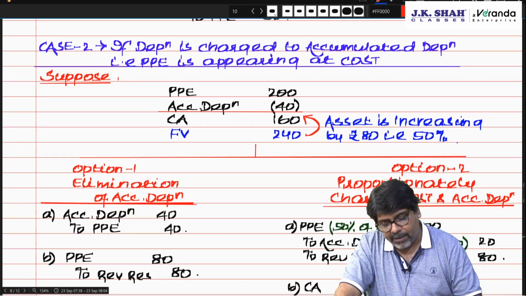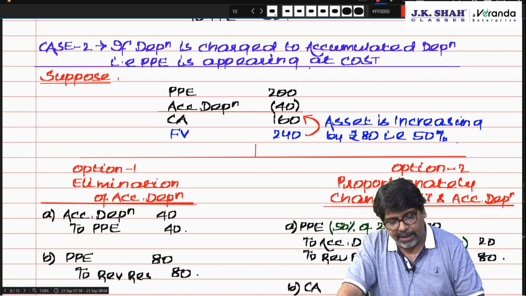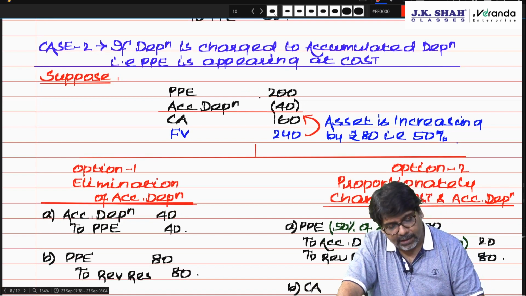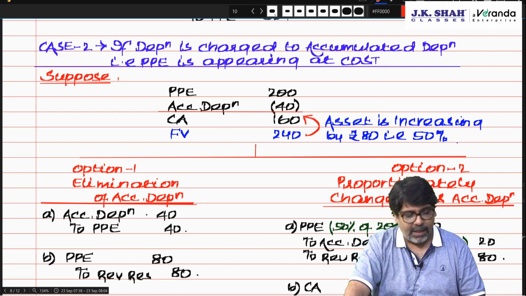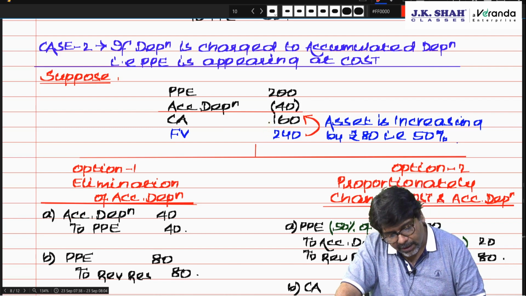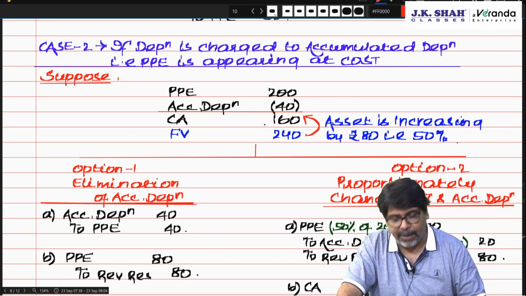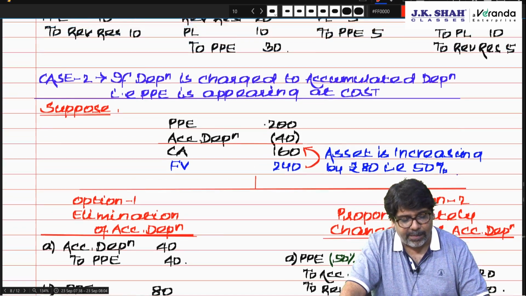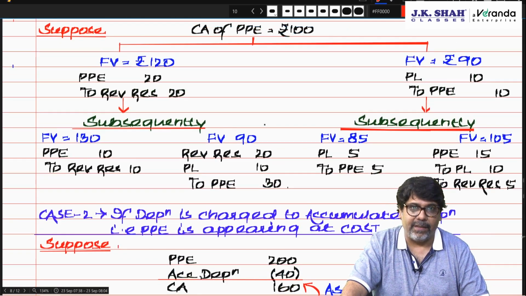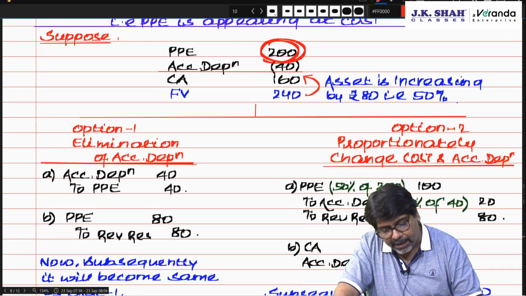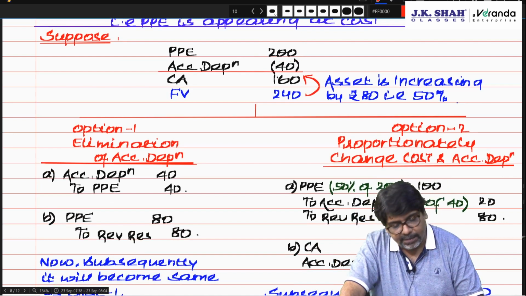If depreciation is charged to accumulated depreciation, then PPE is appearing at cost. In this, there is a trick. Suppose PPE 200, accumulated depreciation 40, then carrying amount 160. Fair value is becoming 240. That means logically you see it is increasing by 80 rupees. Correct? In this situation, directly you will not pass the entry PPE to revaluation reserve 80, because if you pass PPE to revaluation reserve 80, then this PPE will increase, but we are supposed to increase the carrying amount.